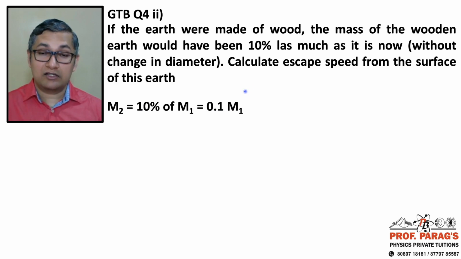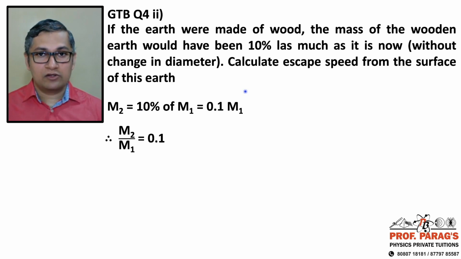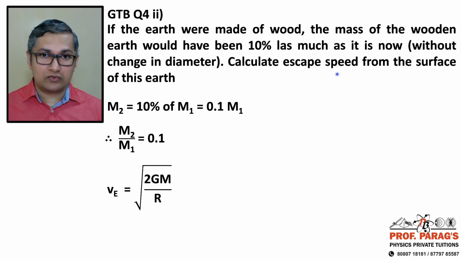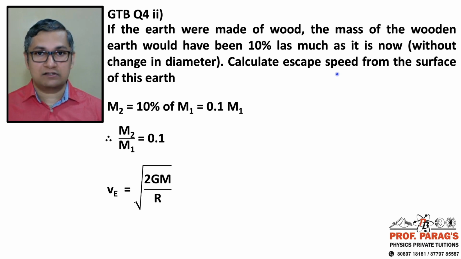And since I have understood it's going to be a ratio question, I can just say M2 by M1 is 0.1. So what is our formula which we need for escape speed? The escape velocity is square root of 2GM by capital R. And since I know it's a ratio question, what I'm going to do is replace the equal to sign with a proportional sign and remove all those things which are constants. This concept was covered in current electricity, when I discussed for the first time how to solve ratio questions. So replace the equal to sign with proportional sign and remove all those things which are constant.